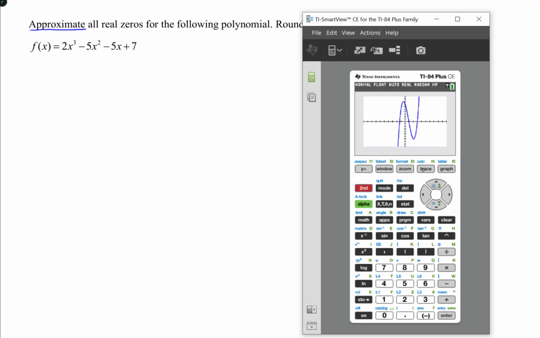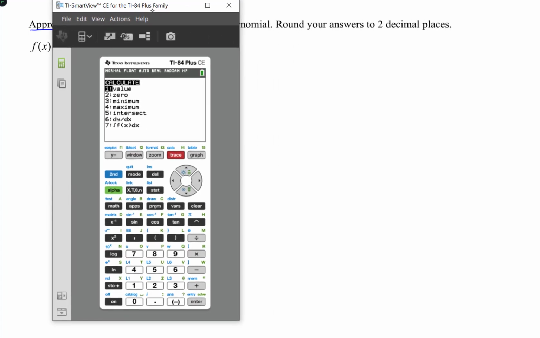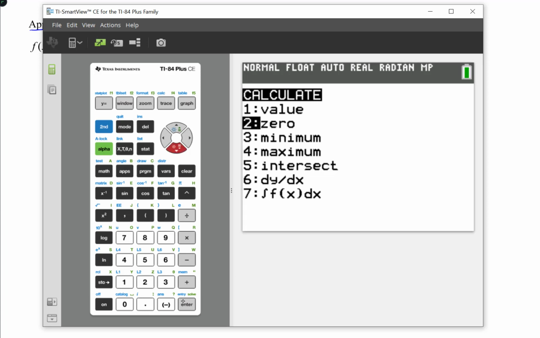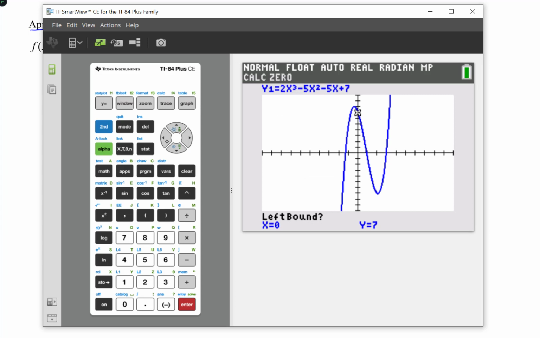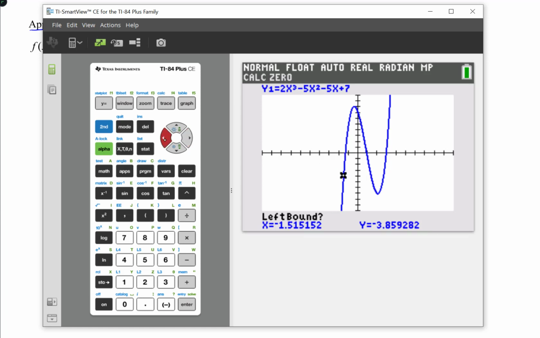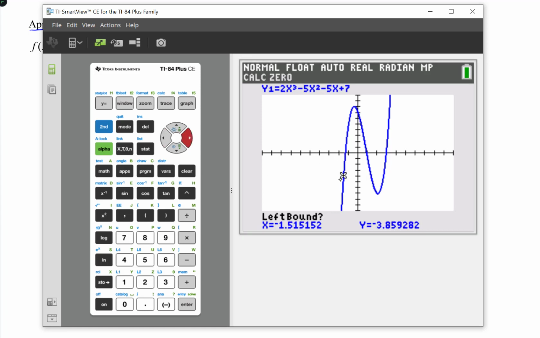So if you hit second and the trace button, let me bring this up in a larger screen for you. Then you'll see this menu here. There are a lot of different things you can calculate based off of a graph, but what we want is a zero. Now, for it to be able to do a zero, we need to tell it just about where that thing is. It says here pick a left bound and a right bound. If it's negative on one side, it needs to be positive on the other. So the zero needs to be in between a left and right bound.